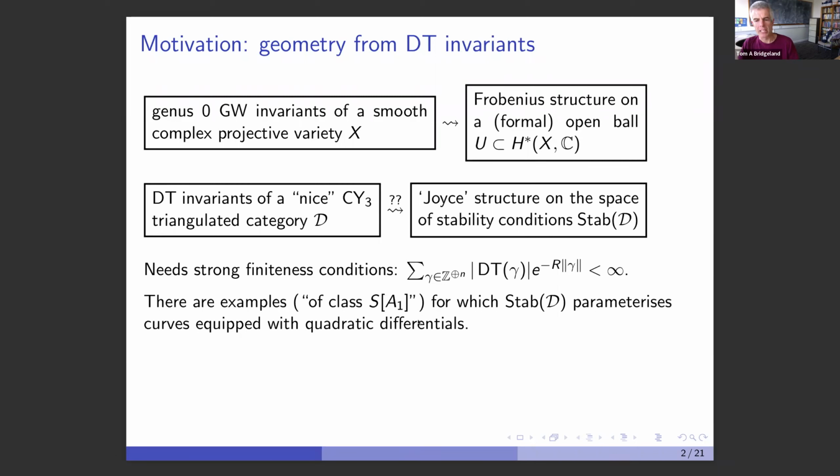So in particular, there is a class of examples of these triangulated categories for which this space of stability conditions has been understood, and it has a very concrete description as a moduli space of Riemann surfaces equipped with quadratic differentials. These are the examples we're going to focus on today. And at this point, we can just forget about DT theory and talk about what this Joyce structure should be living on this space of quadratic differentials. I want to claim that this is an interesting geometric structure that is worth considering quite apart from its link with DT theory. And so that's really what I'm going to be talking about today.